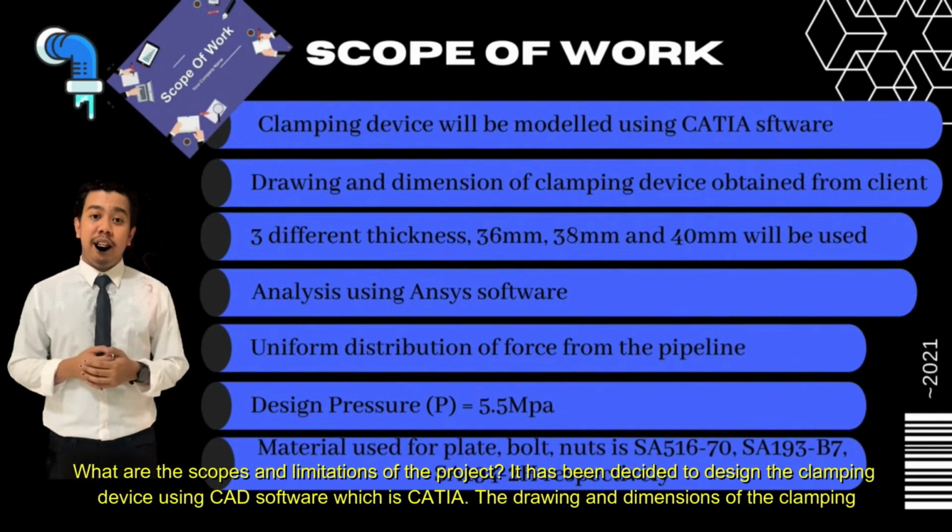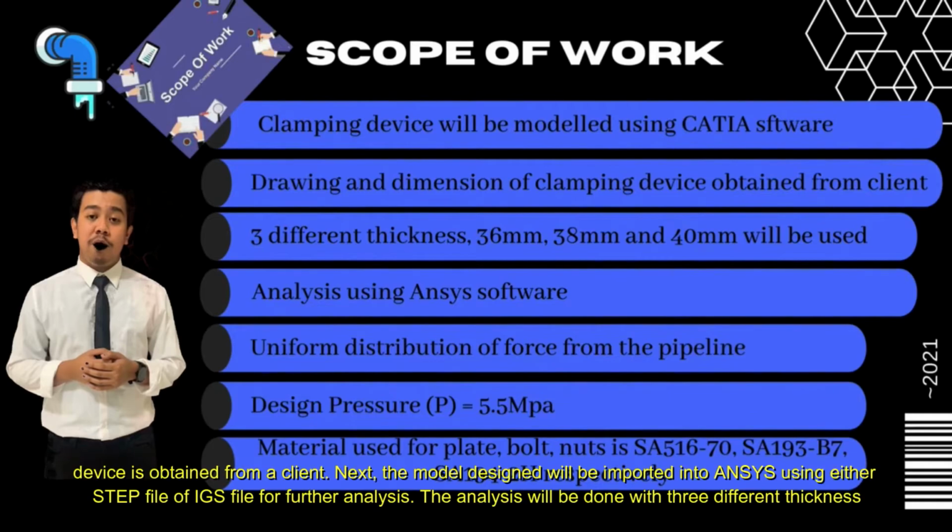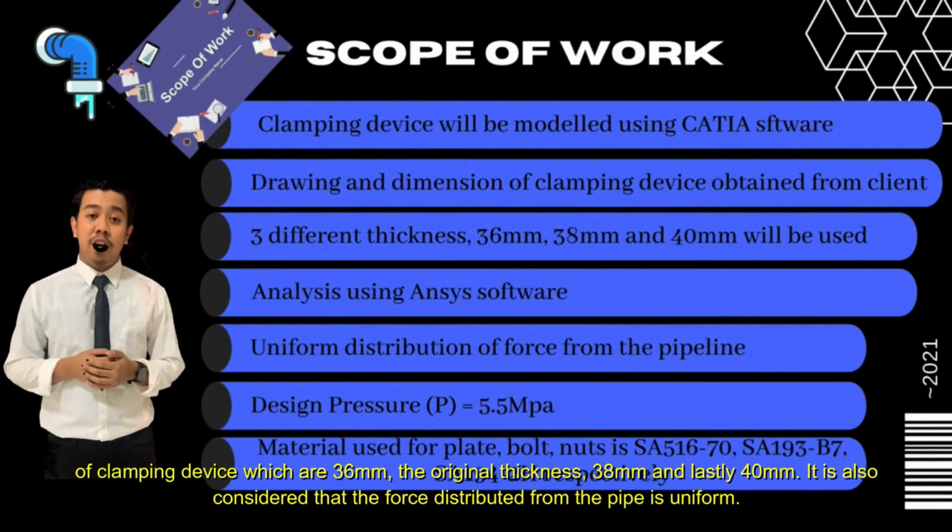It has been decided to design the clamping device using CAD software, which is CATIA. The drawing and dimension of the clamping device is obtained from a client. Next, the model design will be imported into ANSYS using either STEP file or IGES file for further analysis. The analysis will be done with 3 different thicknesses of clamping device, which are 36 mm, the original thickness 38 mm, and lastly 40 mm. It is also considered that the force distributed from the pipe is uniform.